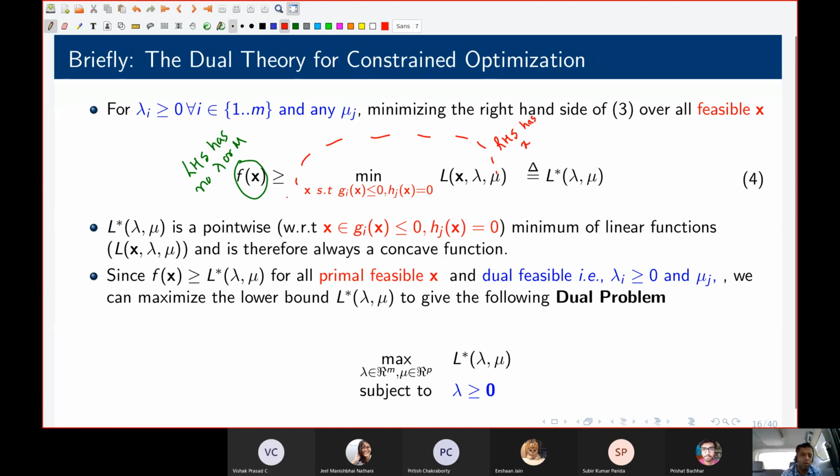But if this holds for all lambda greater than or equal to 0 and so on, in the feasible region, I keep repeating the point, feasible x, then even if I minimize the right-hand side with respect to x that are feasible, the inequality will still hold. So that's the idea. The inequality will hold even if I minimize the RHS with respect to all feasible x. That's all we have done.